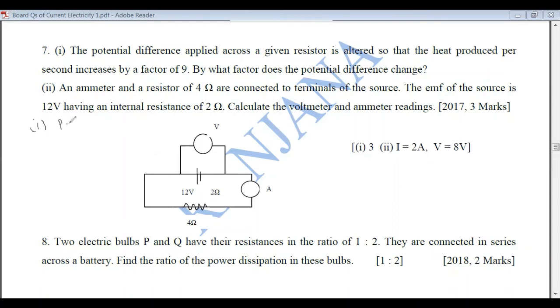So here we use the formula of power as V square upon R. So for a given resistor means R is same. So P is directly proportional to V square, or it can be written as V is directly proportional to under root P. Now the power is increased by a factor of 9. So the potential difference will increase by a factor under root 9 times, that is V will increase how many times? 3 times. So V increases by 3 times.